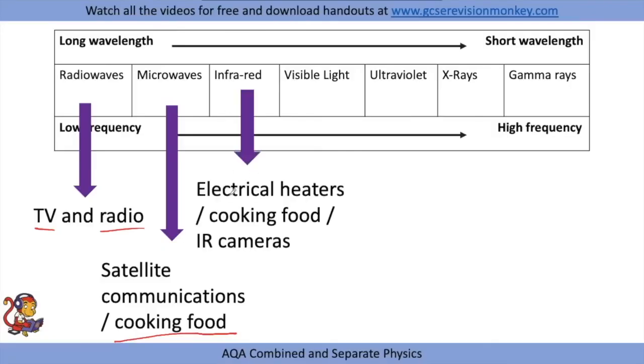Infrared radiation is used in electrical heaters and cooking food. So both of these will obviously glow red because it's close to the red part of the visible light spectrum as well. And also infrared cameras, which will detect infrared light rather than visible light. So the heat or infrared coming off of objects will be detected by those cameras.